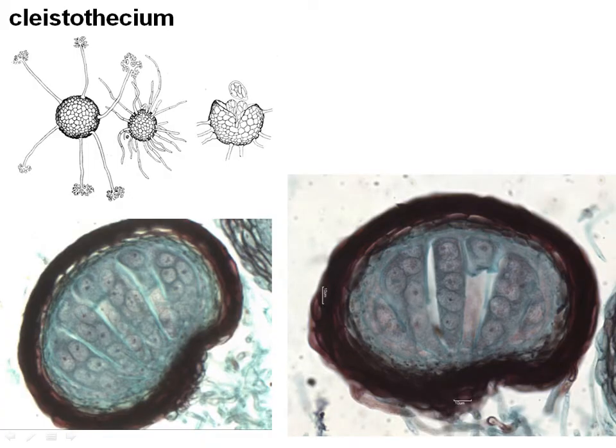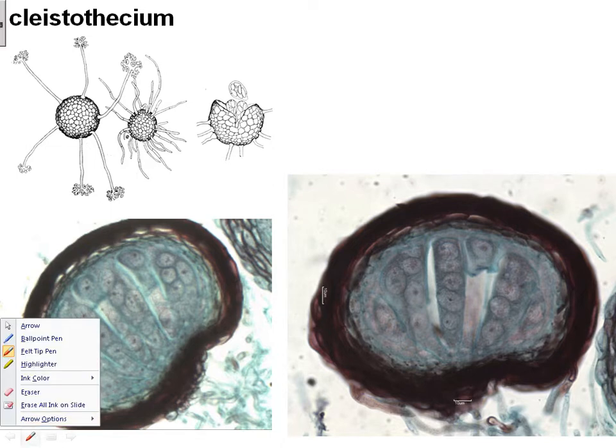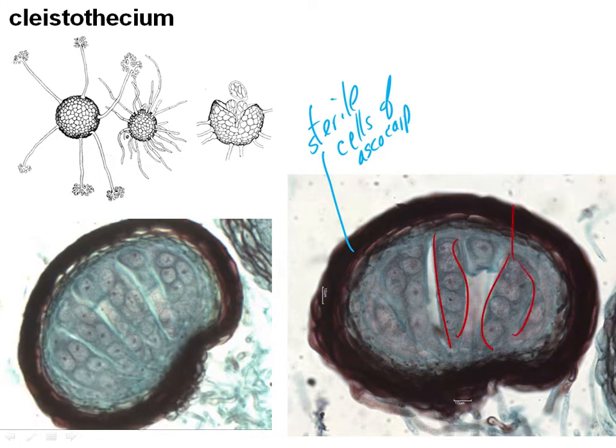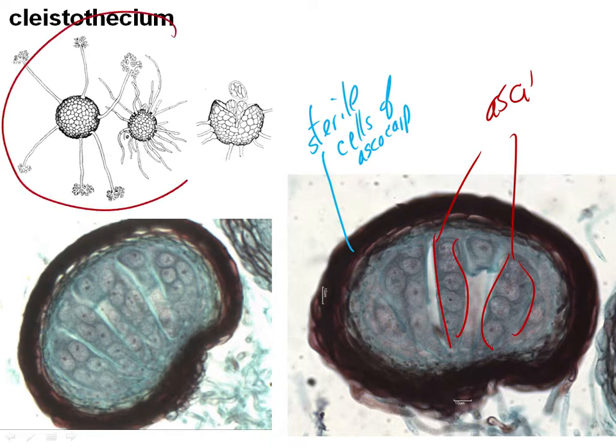Here's pictures again taken in lab. We don't actually see the paraphyses here. Let me do the sterile cells on the outside. So these are the sterile cells. The T usually becomes before the E in sterile. And here are the Asci. Here you see what they look like when they're shed.